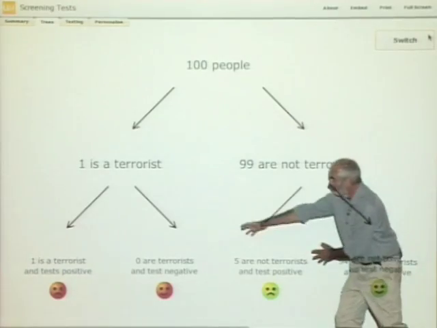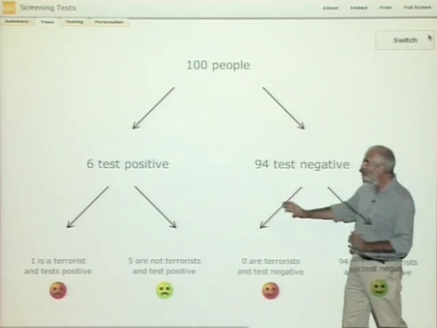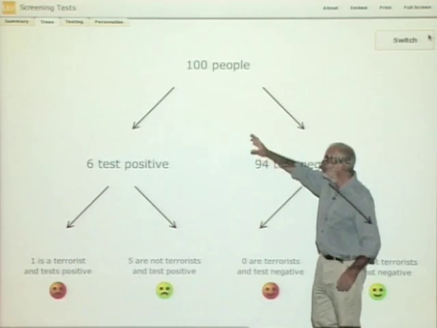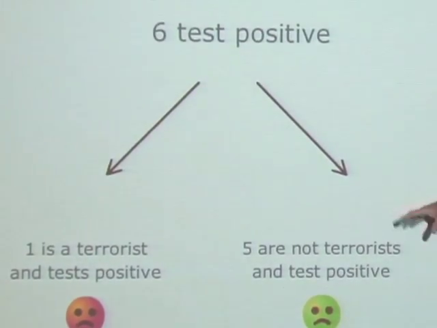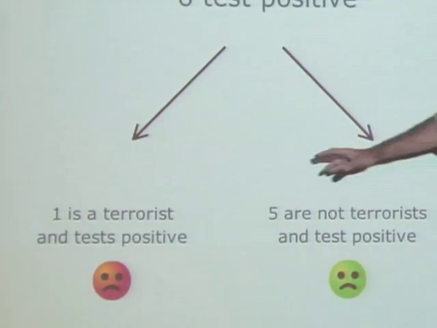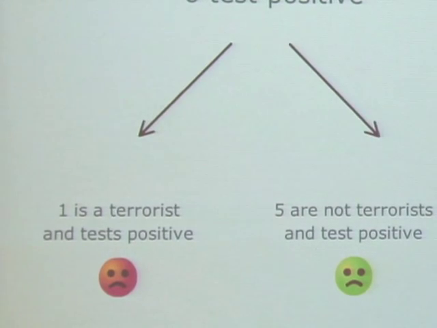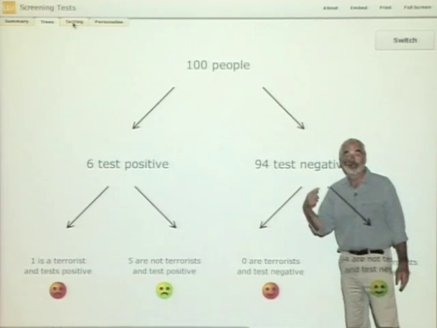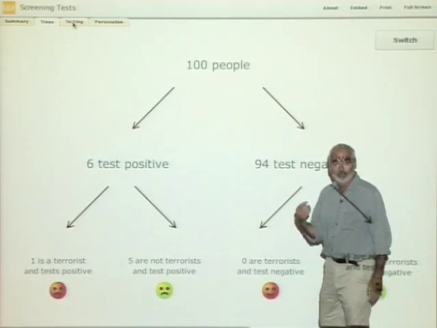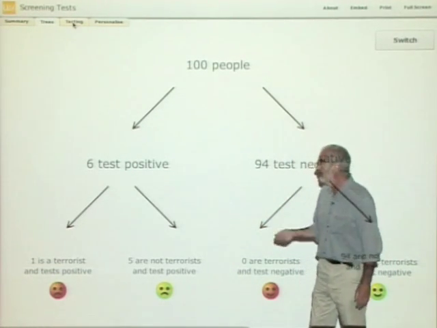So let's switch those around and see what happens when we actually test these people. We get 6 positive tests now. 5 are not terrorists that test positive, and 1 is a terrorist. That means out of 6 positive tests where the machine goes ping, only 1 of them is a terrorist. That's only a 1 in 6 chance that this first person to go ping really is the terrorist.